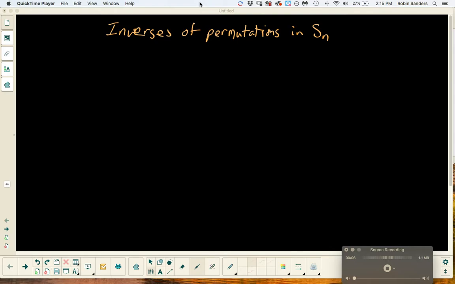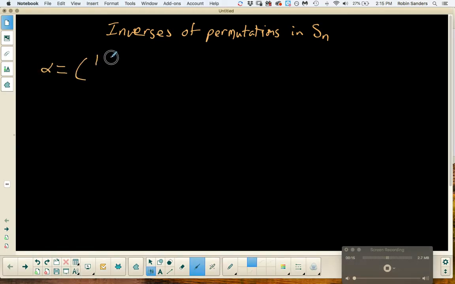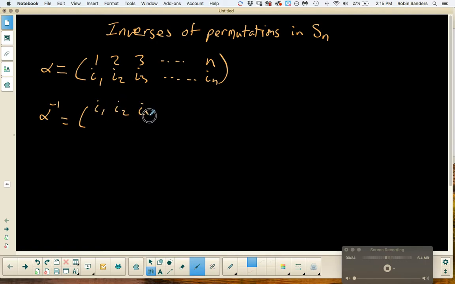In this video, we're going to look at inverses of permutations inside of Sn. If alpha is given in two-row form, so alpha has two-row form that looks like this, I1, I2, I3, all the way up to In, then it turns out that alpha inverse can be written by just swapping the rows. I1, I2, I3 becomes the top row, and the bottom row just becomes 1, 2, 3, all the way up to n.